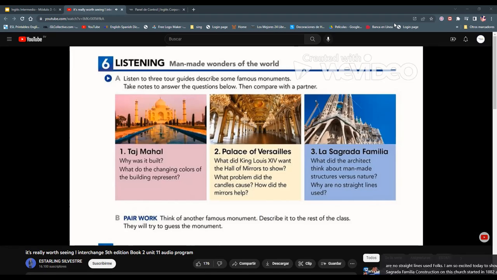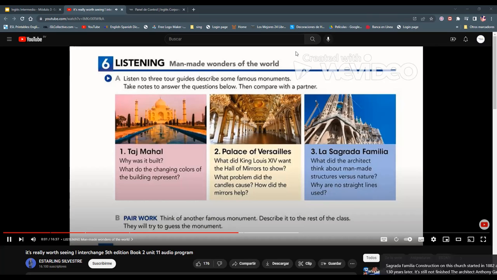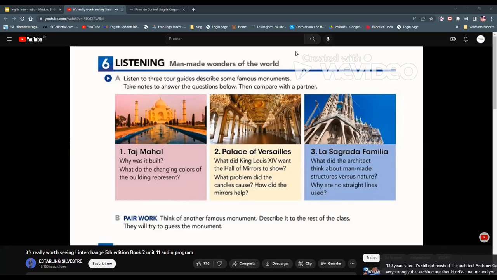This is another example of how Gaudí copied nature. He said, if straight lines don't exist in nature, they shouldn't exist in architecture either.